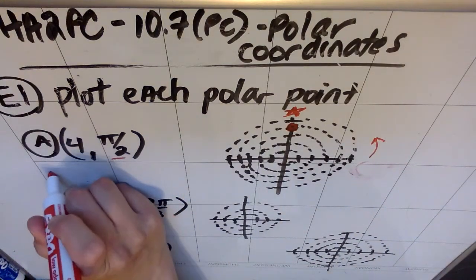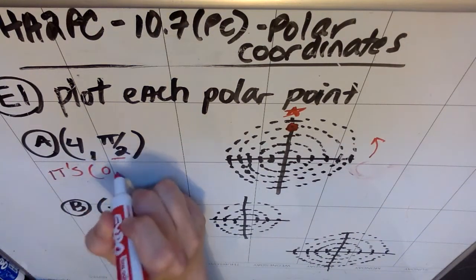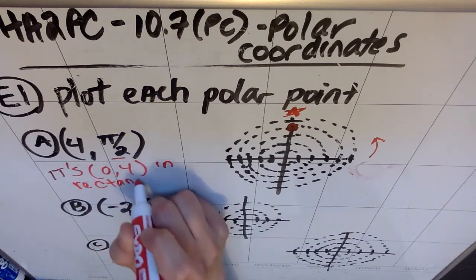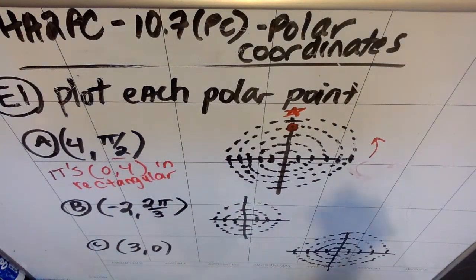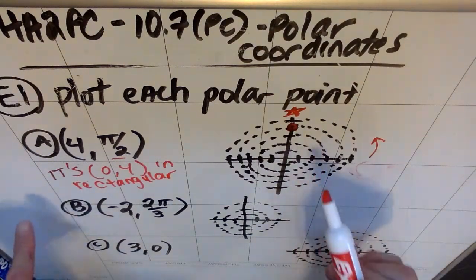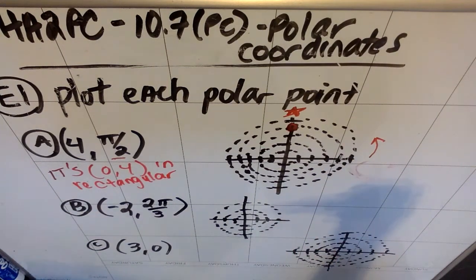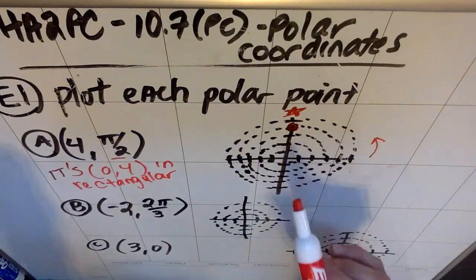What's worth noting is it's the point 0, 4 in rectangular coordinates. And what we're going to talk about after this video is how you can change polar to rectangular and rectangular to polar. But it's the same spot as if I told you to go to 0, 4. I think I just said 4, 0. I might not have. I don't know. I'm tired. So, okay. That's fine.